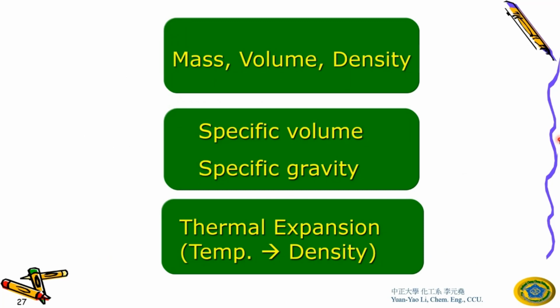For this first section, there are three points. The first one is mass, volume, density. You need to know the relationship. And the second point is specific volume and specific gravity, and the volume related to the temperature. So temperature change, volume change, density change.